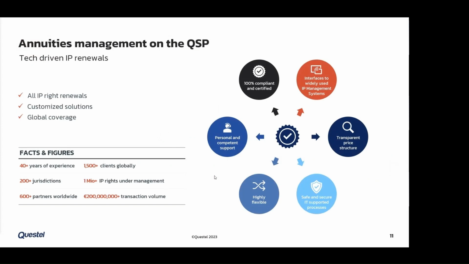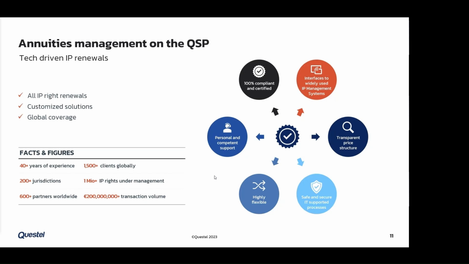Yeah, the big news is that you will be able to pay your annuities on the QSP. So in addition to translations and foreign filing, validations, opt-outs, annuities are on their way. We're really excited about that. So you'll be having access to a single platform to not only handle your foreign filings and translations, but also to pay your annuities. We are a big player in the annuities business. We're in the top 3.